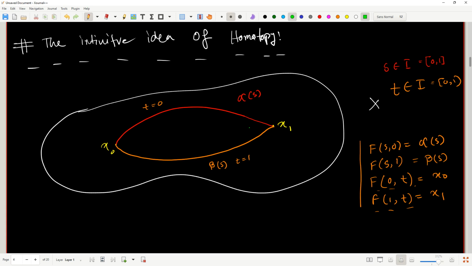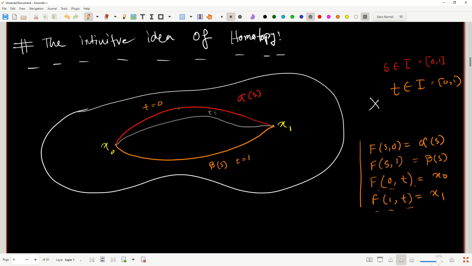So essentially what you are asking is, can I take this red line and get a continuous deformation that will take me from this red line to this orange line? And in this case you can easily see that it's true, it's possible.